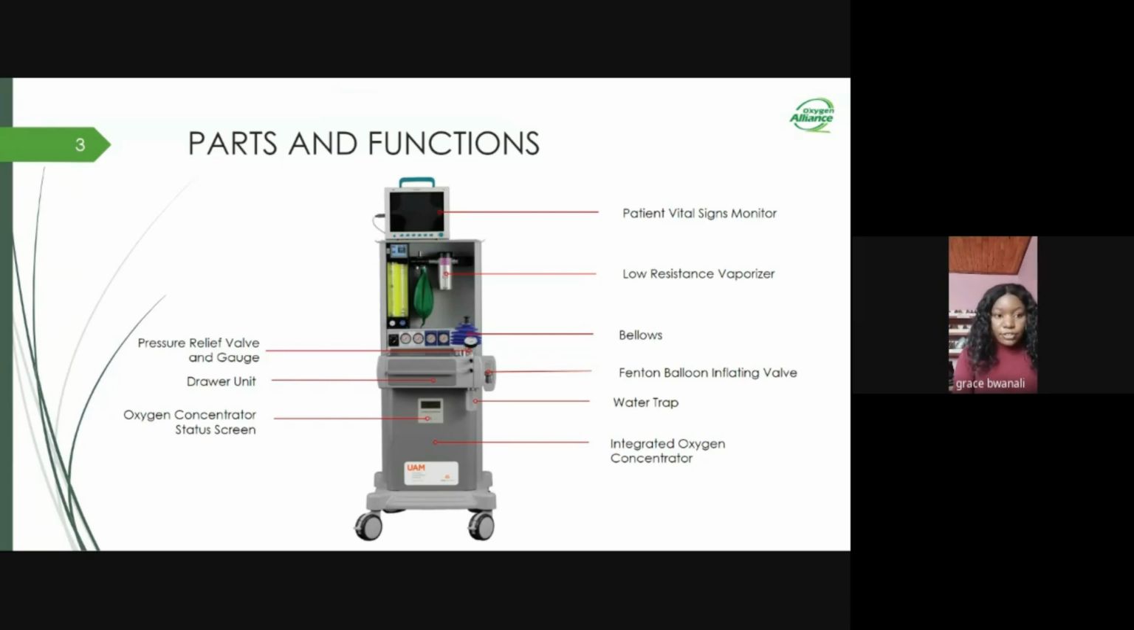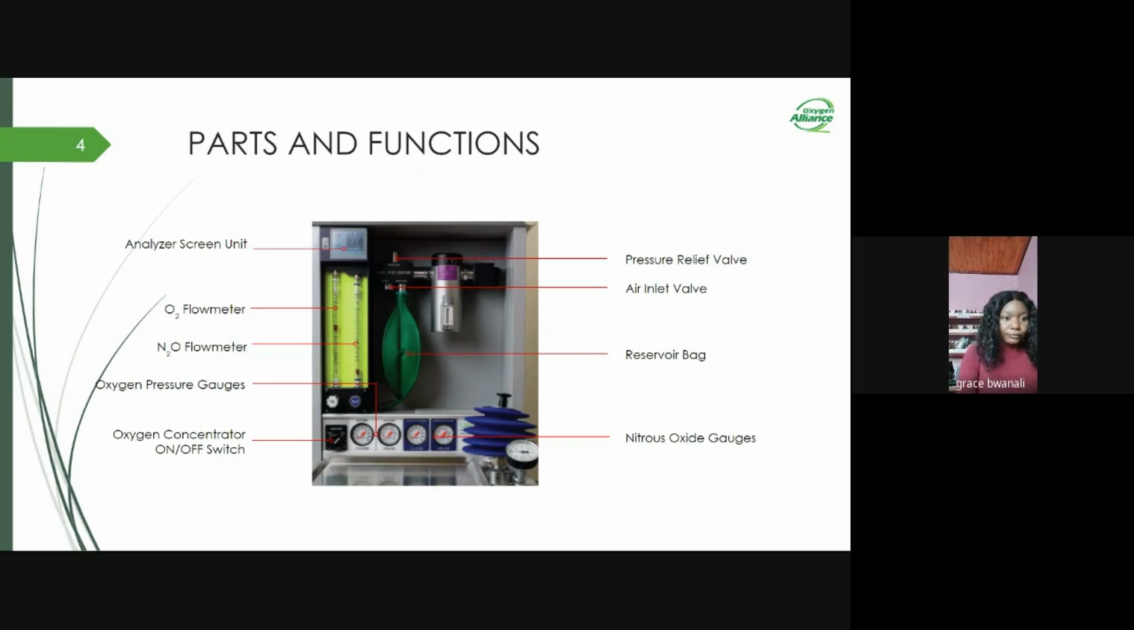Moving on to the next slide, I'll show you the middle parts of the Universal Anesthesia Machine. We have the pressure relief valve, which is there to ensure excessive manual force on the bellows cannot cause harm to the patient. Then we have the air inlet valve, which allows room air to be drawn in whenever the supply of oxygen is less than the demand. We also have the reservoir bag, which is there to store the oxygen, and it holds up to 2 liters. Down from it, we have the nitrous oxide gauge, which is there to monitor the pressure of nitrous oxide gas.